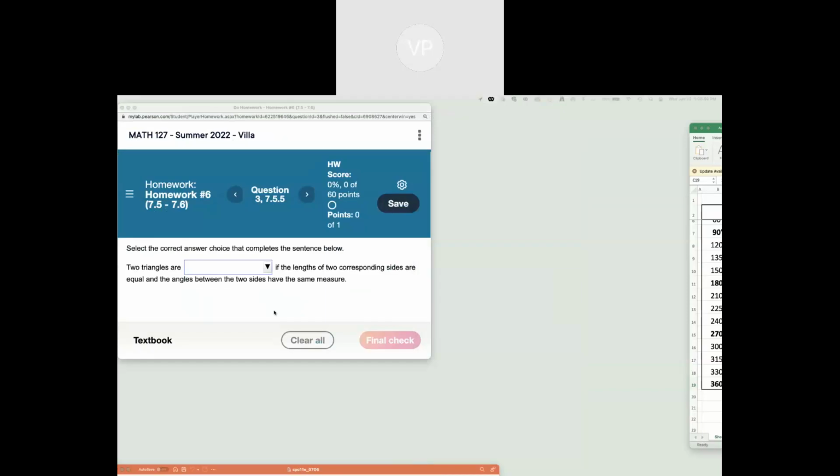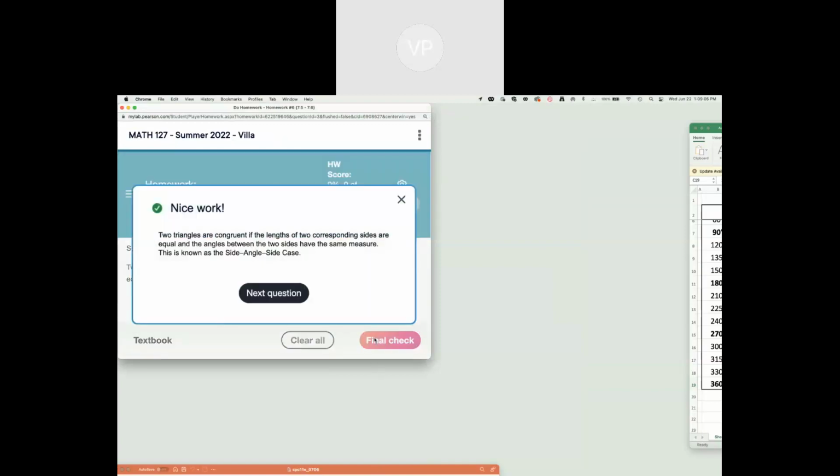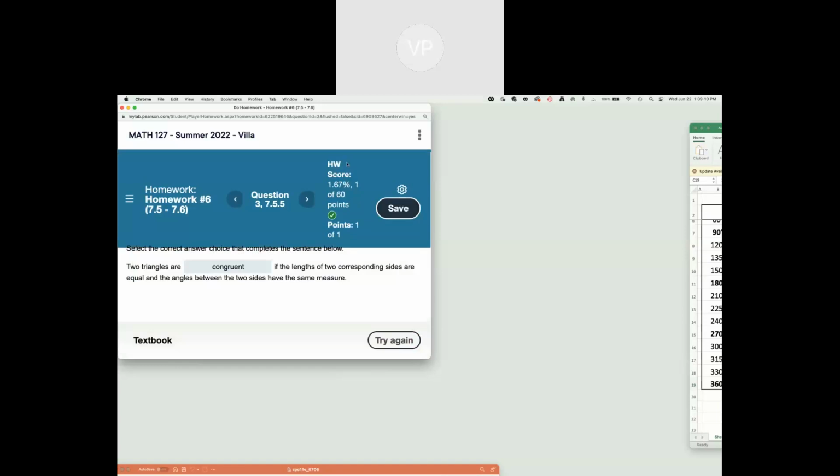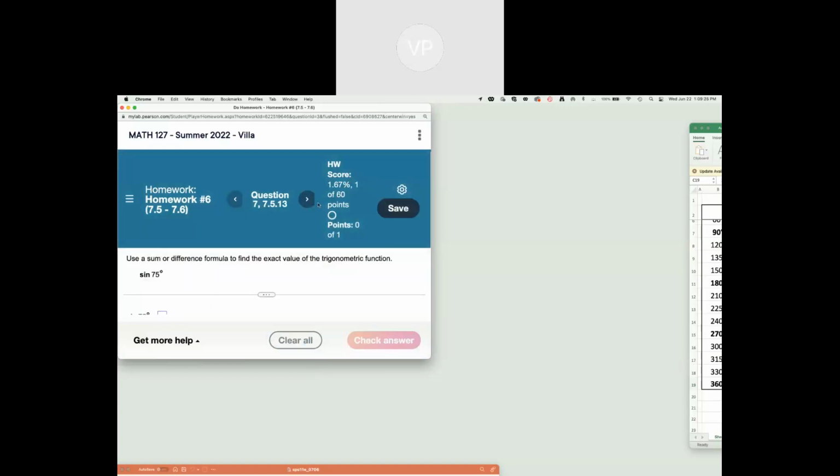2 triangles are blank if lengths of 2 corresponding sides are equal and the angles between them have the same measure. Okay, see if you remember that. Should be that congruent one. So that was that side angle side thing. All right, so now let's go. Like a lot of your homeworks, as you guys see, that first question or 2 are kind of not much to them.